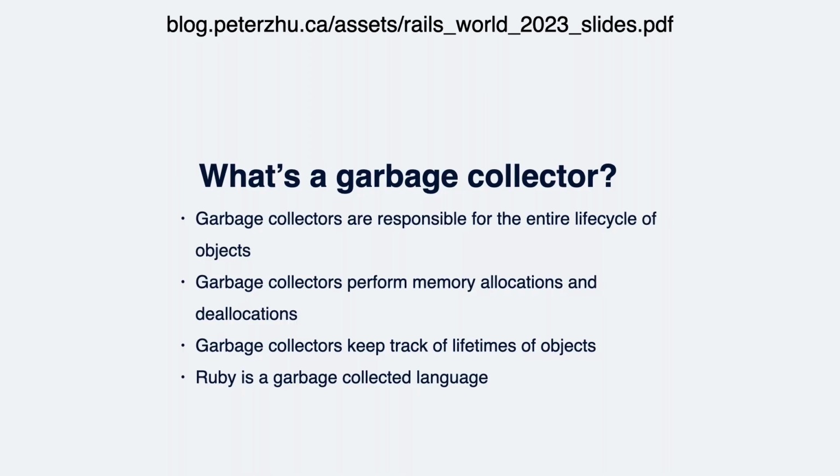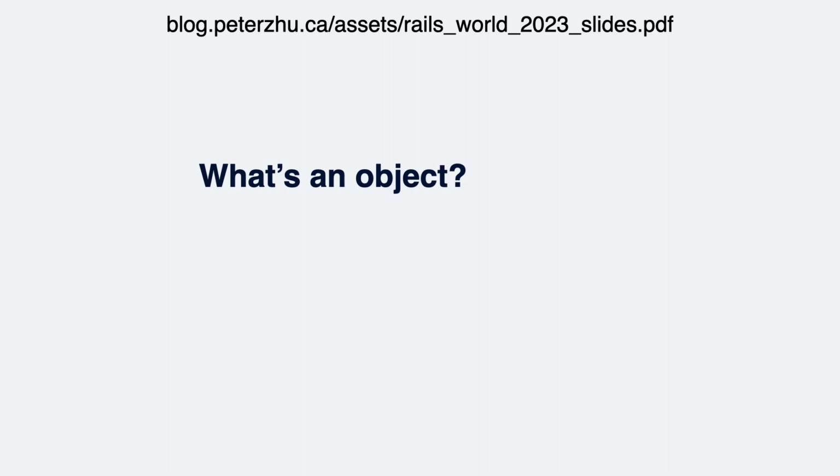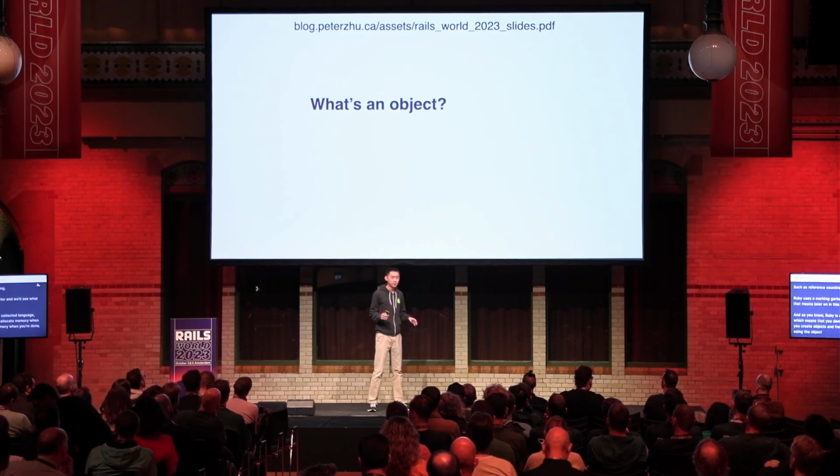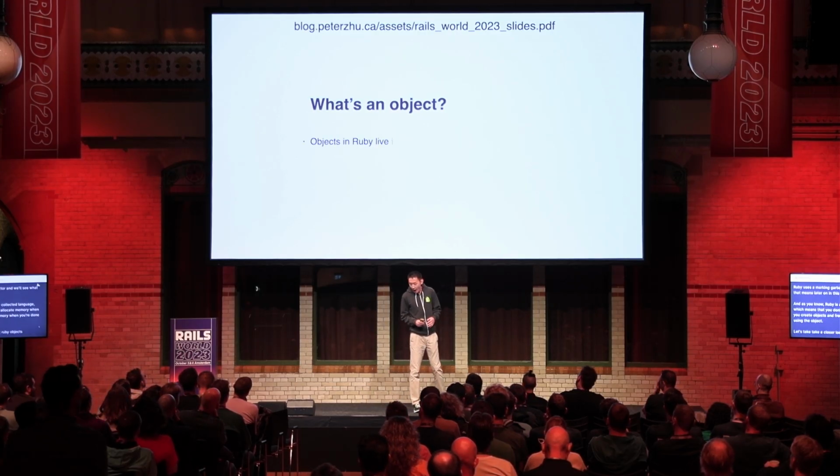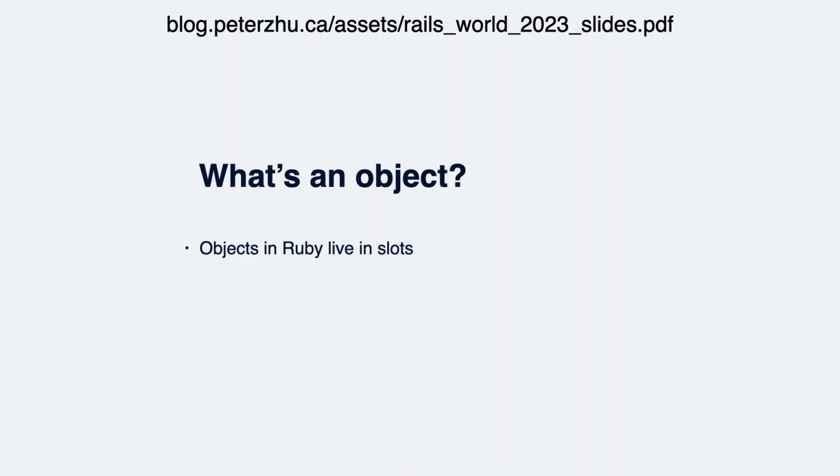And as you know, Ruby is a garbage collected language, which means that you don't have to allocate memory when you create objects and free that memory when you're done using the object. Let's take a closer look at what Ruby objects are under the hood. Every Ruby object lives in this thing called a slot, which is a region of memory allocated for the object. And these slots are acquired from the garbage collector. And we'll soon see how these allocations happen.